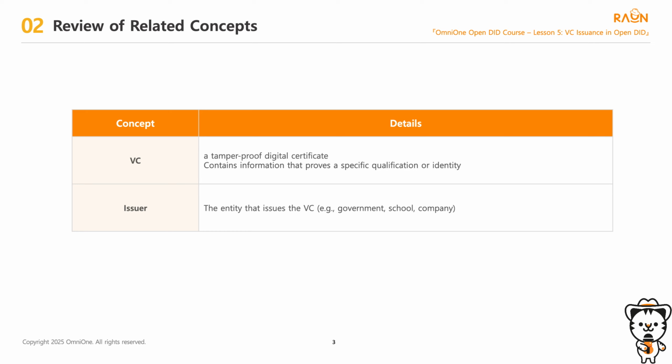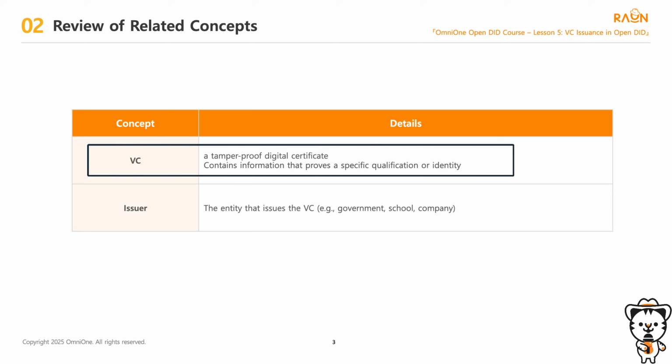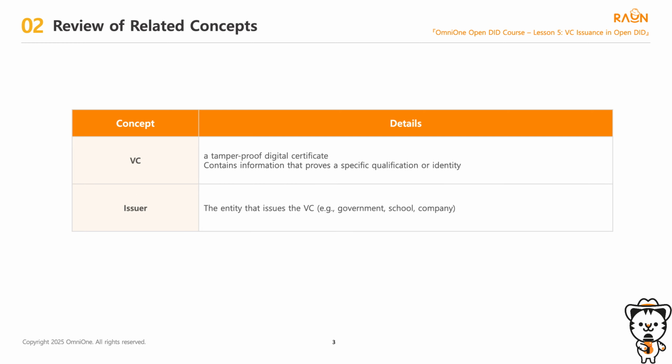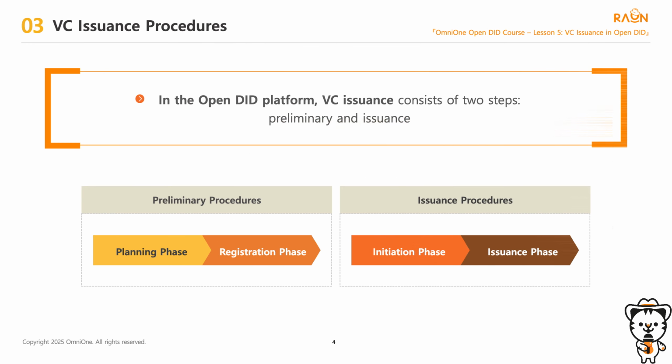Before we dive in, let's review a few basic concepts related to VC issuance. First, a VC stands for Verifiable Credential. It's a digital certificate that proves some kind of qualification or identity. Next, an issuer is the entity that provides the VC. It could be a government agency, a university, or a company. With these basic terms in mind, let's now walk through the process of VC issuance.